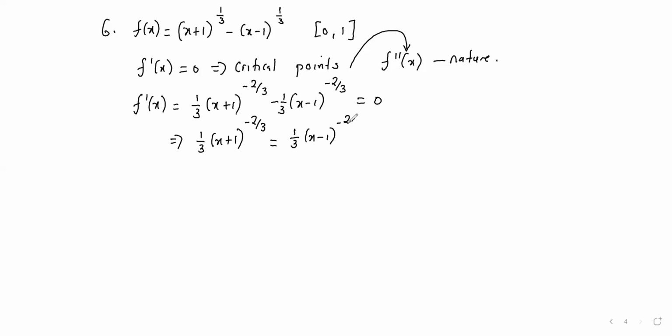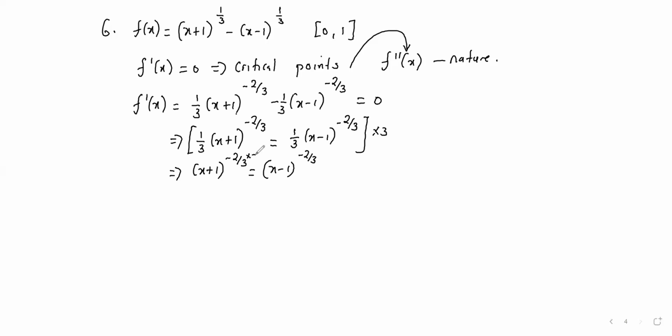And then it will be like that. You see? Then you multiply throughout by 3. What are we getting? x plus 1 minus 2 over 3, x minus 1 minus 2 over 3.